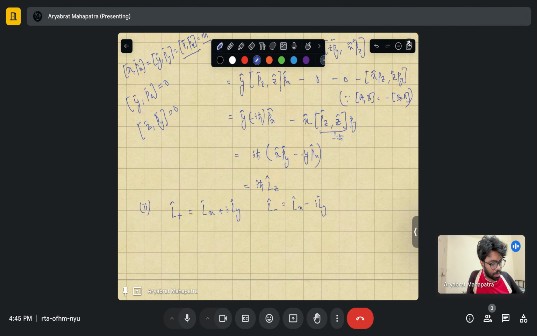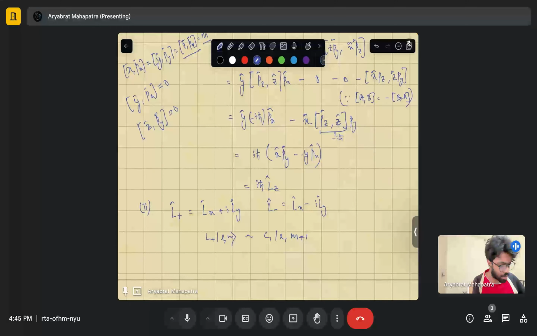So their function is very same as what I was talking about, the harmonic oscillator ladder operators. If you have some kind of step, then that is basically equal to some constant factor times L, m minus m plus 1. So they will take you to L, m plus 1.